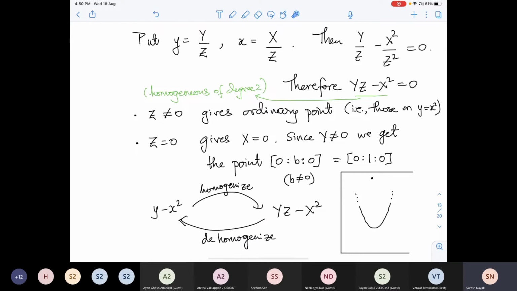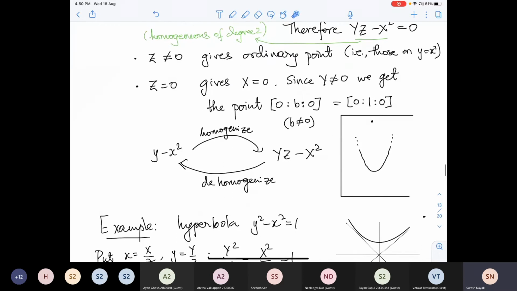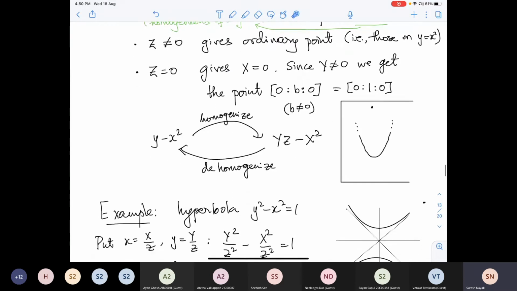And then you'll get Y by Z minus X by Z whole square, which is little y minus little x squared. Or you just substitute Z equal to 1 and replace capital Y and capital X by little y and little x. That will also give you the same thing. So there are different ways of describing the dehomogenization process and the homogenization process. And the net result is that the parabola has a point at infinity.